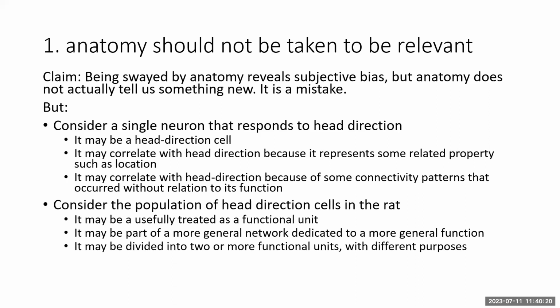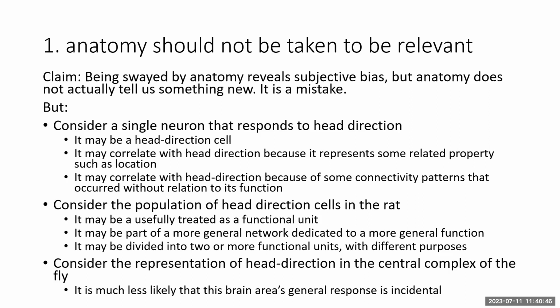And let's say that we have the whole population of head direction cells in the rats that we saw. We can say, okay, this is a functional unit, but it may be part of a more general network that we're just not aware of. And it actually may be two functional units that simply have similar response properties, right? It's very difficult, just from looking at the population of neurons that don't have an anatomical structure, to know what the function is. But if we look at the fly, a representation of head direction in the central complex of the fly, it is much less likely that this brain area's general response is incidental, right? We won't say it's by chance that we got this ring, or that it relates to something else, or that it should be divided into two functional units. We accept that it's a functional unit, and this helps us draw a conclusion about the functions of the neurons.